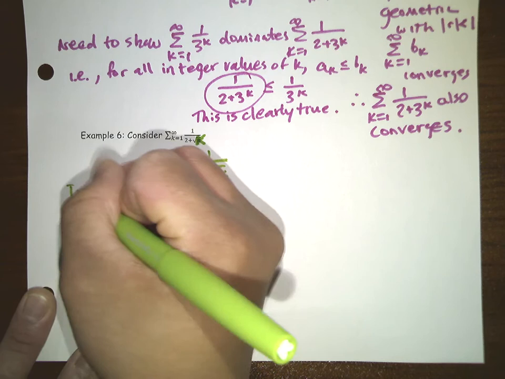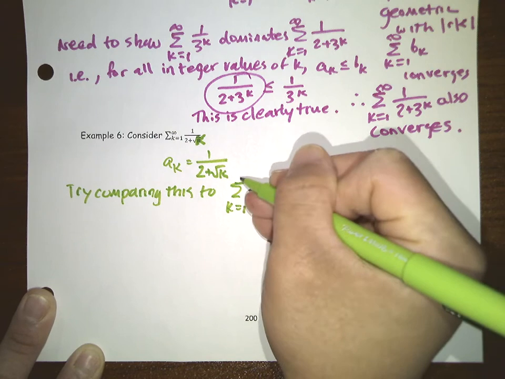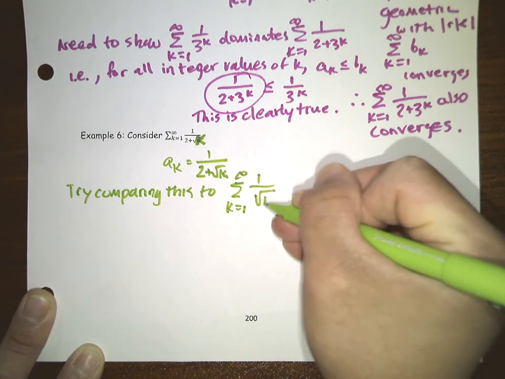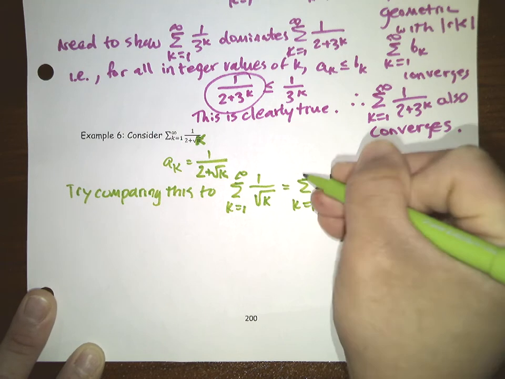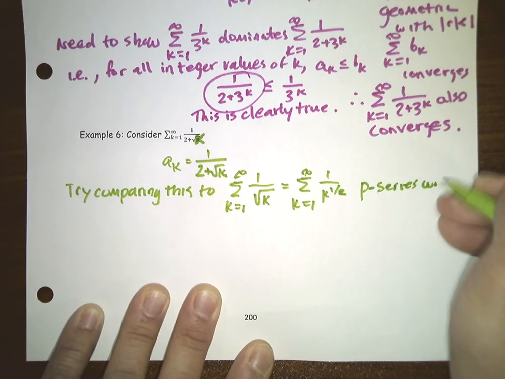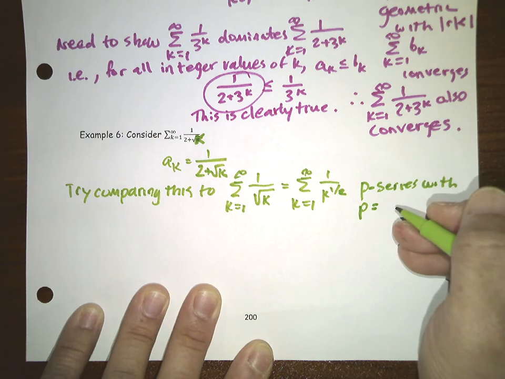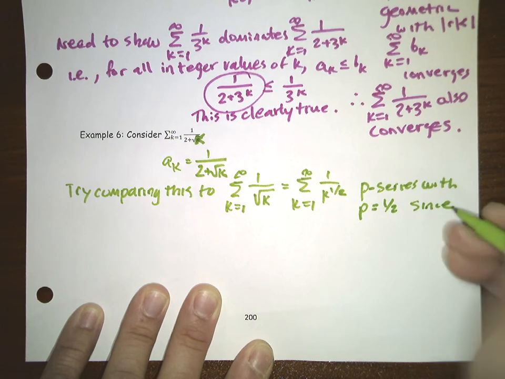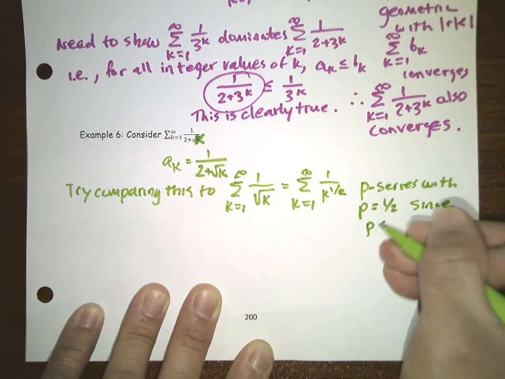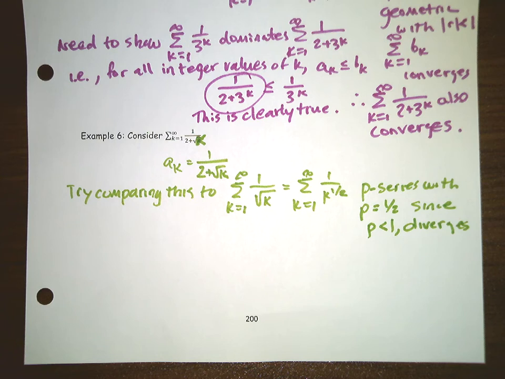And then I'm going to try comparing this to the sum k equals 1 to infinity of just 1 over the square root of k, or the sum k equals 1 to infinity of 1 over k to the 1/2. And this is a p-series with p equal to a half. And so since p is less than 1, this diverges. All right, so try to remember this as well.